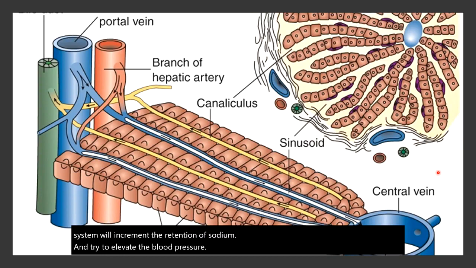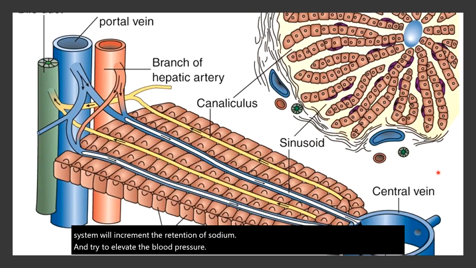The bile produced by each hepatocyte will circulate up to the right or left bile duct. Both of them will connect and form a common bile duct, and then it will connect to the cystic duct, and all the bile that is produced by the hepatocytes will be collected in the gallbladder.